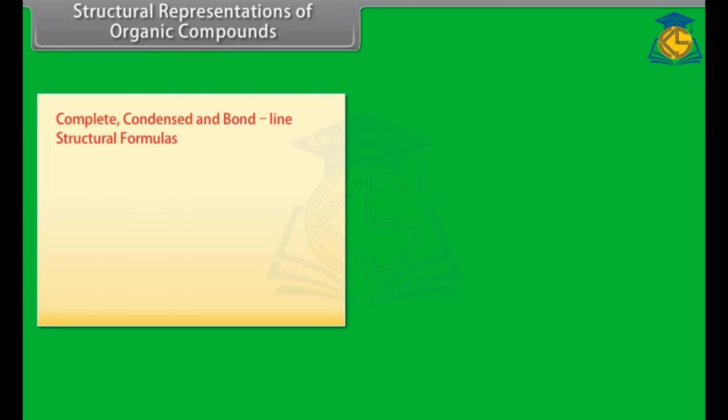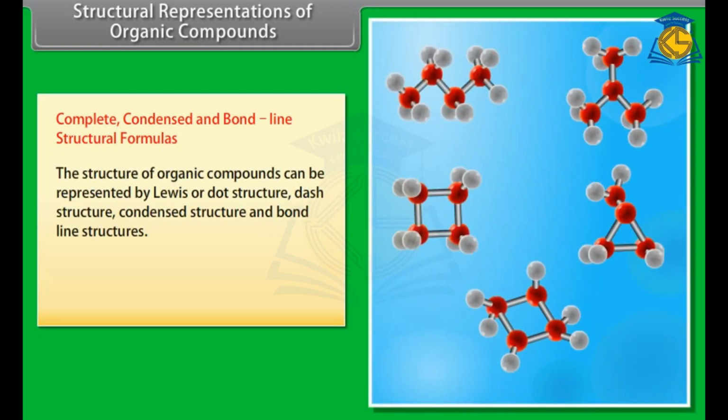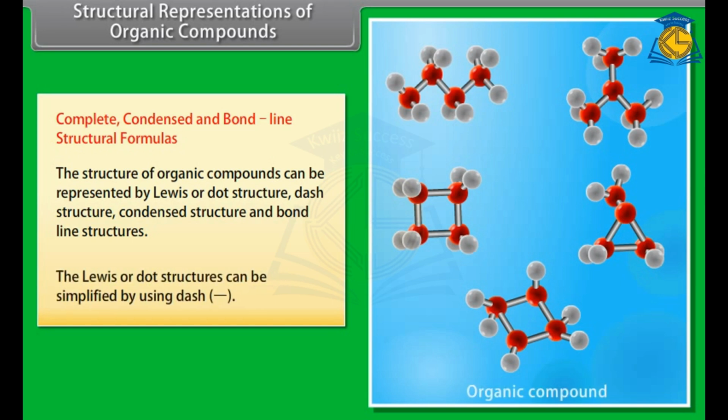Structural representations of organic compounds. Complete, condensed, and bond line structural formulas. The structure of organic compounds can be represented by Lewis or dot structure, dash structure, condensed structure, and bond line structures. The Lewis or dot structures can be simplified by using dash.